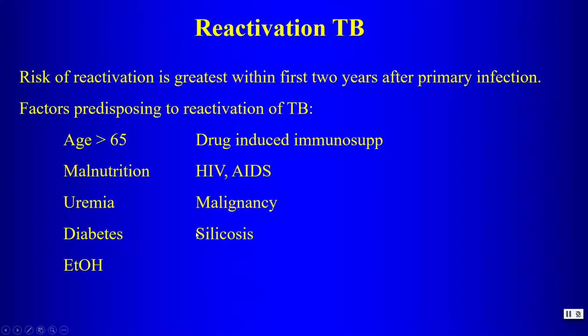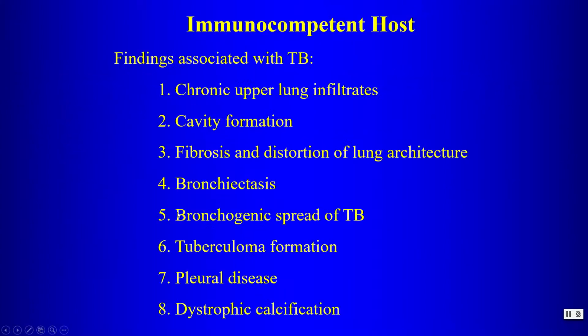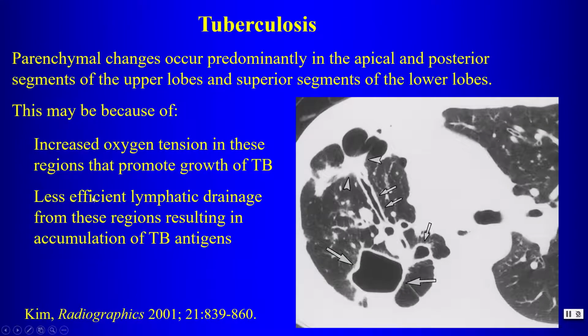So for reactivation TB, the risk of reactivation is greatest within the first 2 years after primary infection. The factors that predispose to reactivation, certainly age, immunosuppression, underlying diseases as listed here, and underlying lung diseases can also increase the risk for reactivation. So the findings that can be associated with tuberculosis, we can have upper lobe consolidations, cavities, fibrosis, bronchiectasis, bronchogenic dissemination, tuberculomas, pleural disease, and dystrophic calcifications.